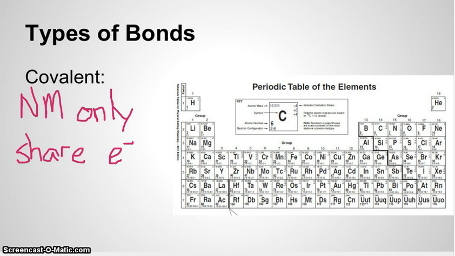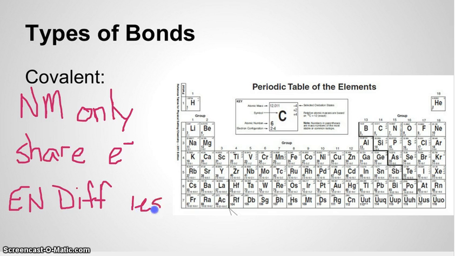Since they're not willing to transfer or give away their electrons, if you put two together, they can share their electrons, where they'll be controlled between the two atoms. And this happens only when you have nonmetals that are bonding together. Again, they're still sharing to reach a stable or complete octet, so they can be like a noble gas. And this happens when your electronegativity difference is less than 1.7.